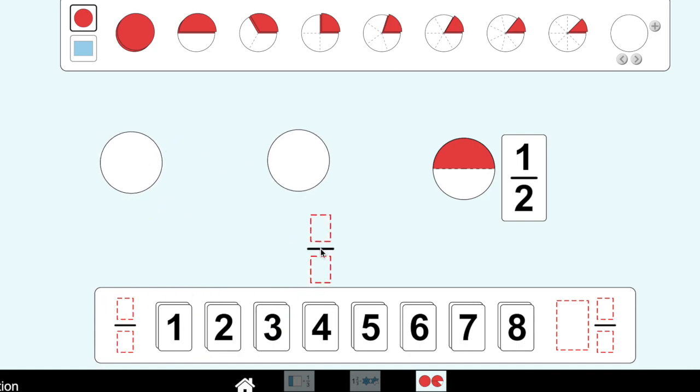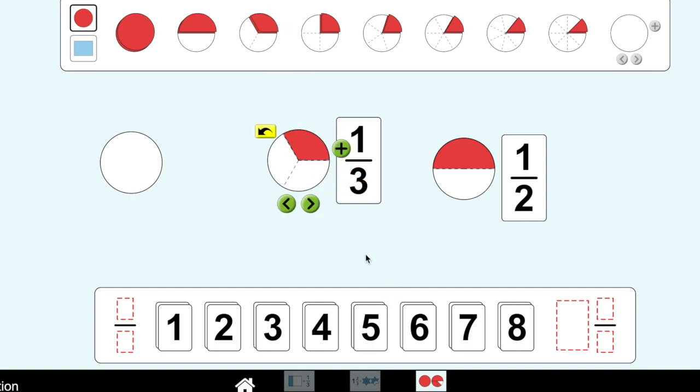On this next one, I'm going to show 1/3. 1 red piece and 3 pieces all together. So I've split the circle into 3 equal parts, so we have thirds, and I'm going to color one of them red. Before I go on, look at the difference between 1/2 and 1/3. 1/3 is smaller than 1/2. That's because we had to share the circle in more pieces.